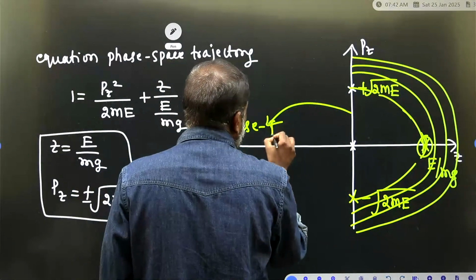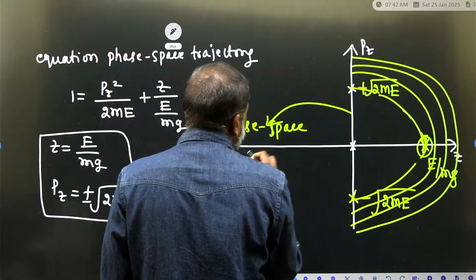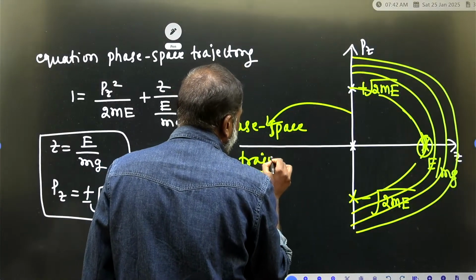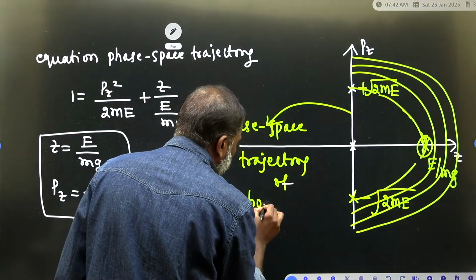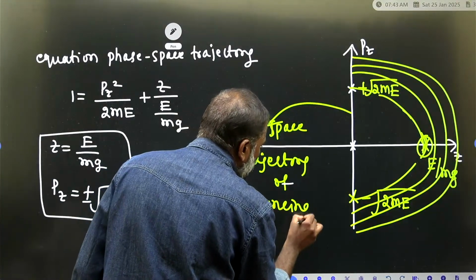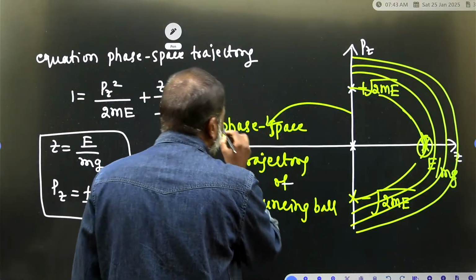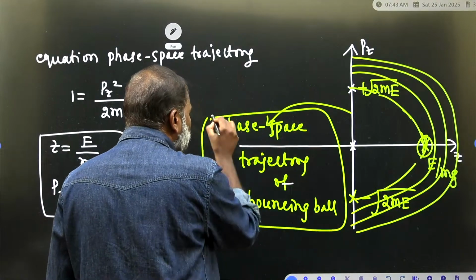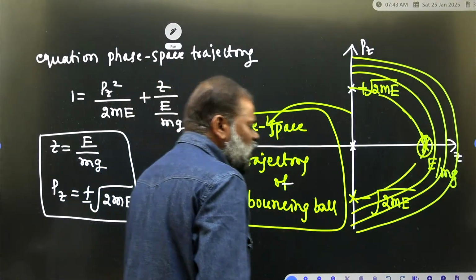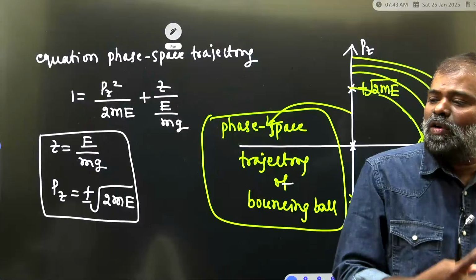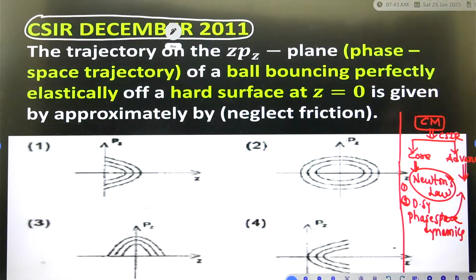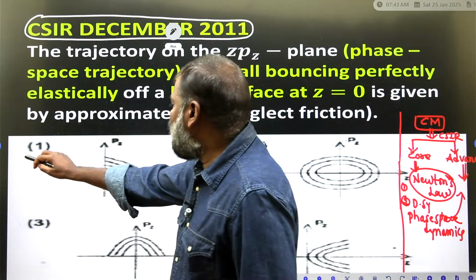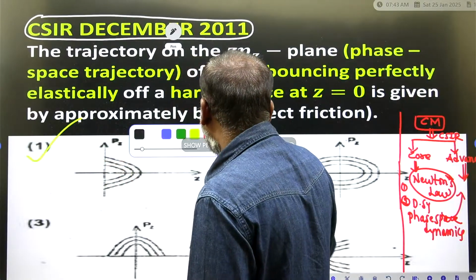Phase space trajectory of a bouncing ball, very very important. Many times in competitive exams this question is asked. Now you have to see the answer. So what is your answer? Answer 1 is correct.